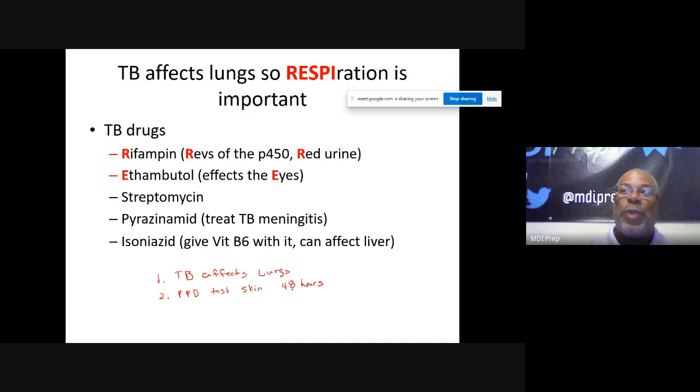If there's a red indurated area and it's a certain diameter, then you say, oh, okay, then they have been exposed to TB. That's all you know at that point, right? So a positive PPD test doesn't mean you have TB. It just means you've been exposed. Does everybody understand that? Yes. Okay, perfect.